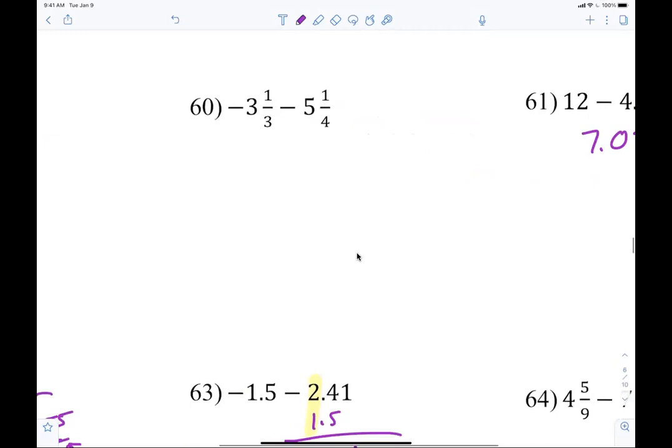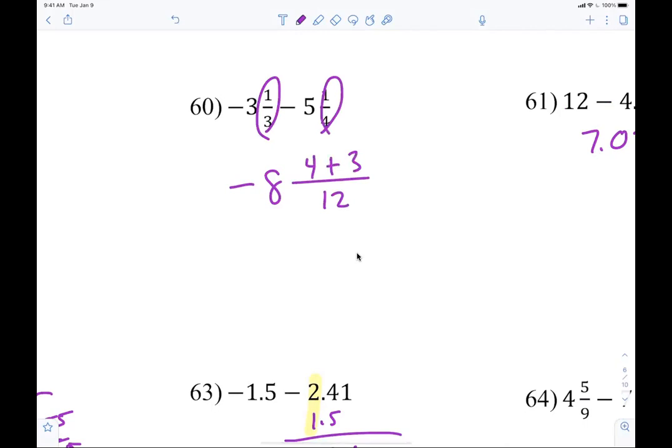All right. Now, am I adding or subtracting on number 60? Adding. So we know -5 and -3 makes -8. The common denominator is what? 12. So this fraction has how many 12s? 4. And how many does this have? So 4 plus 3, -8 and 7/12. That's how you should be able to do it.